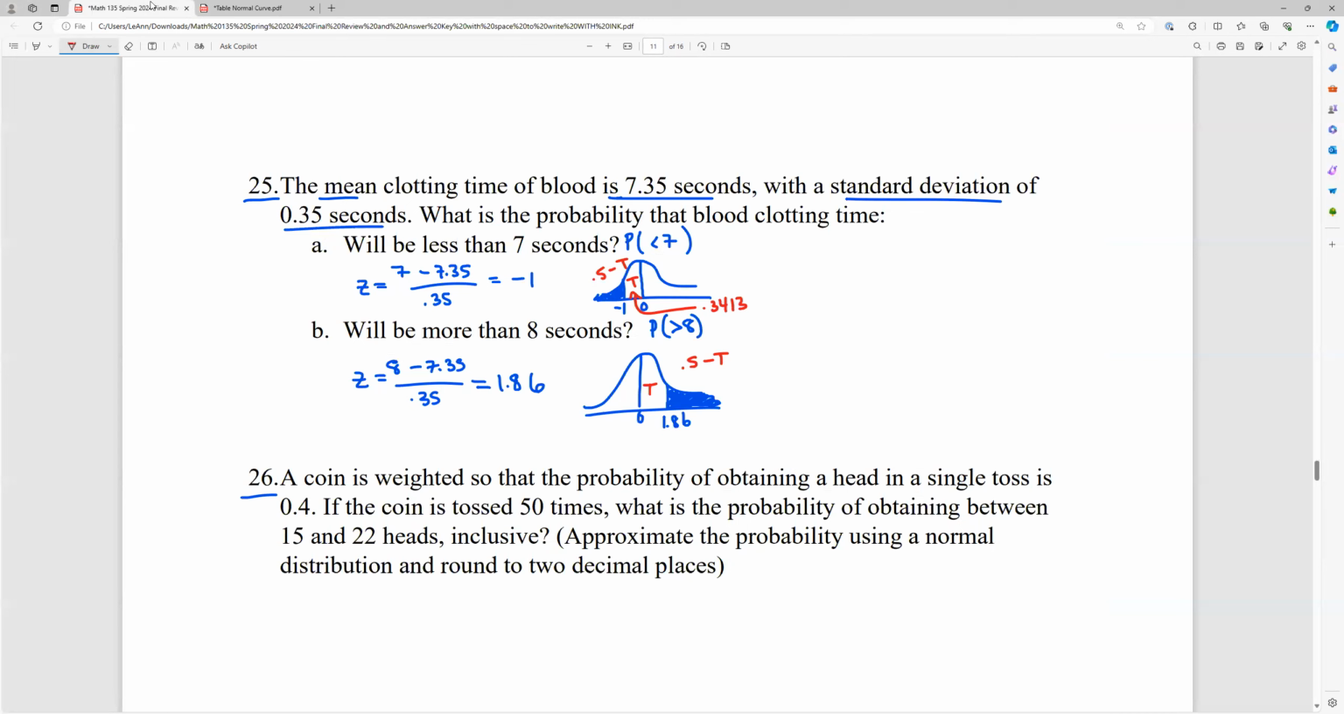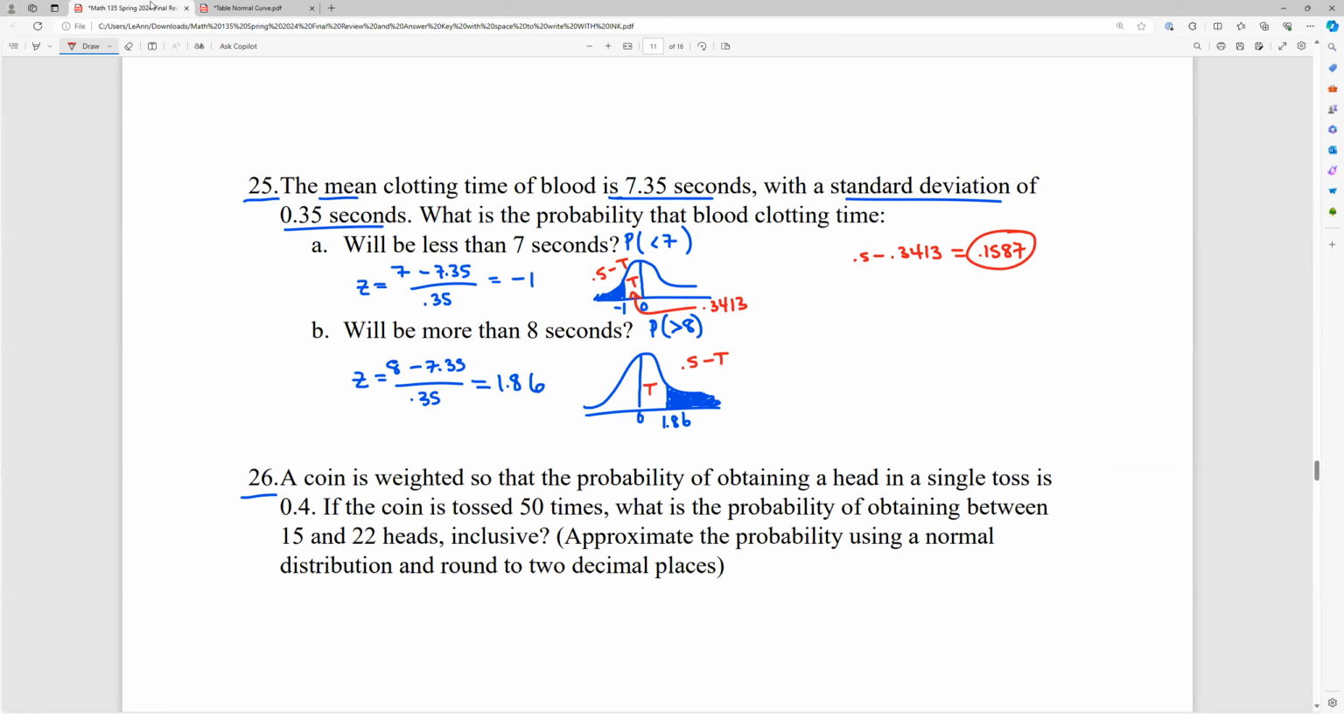We want this area. So 0.5, half of the bell curve, minus 0.3413, that's going to tell me the probability less than 7. So 0.5 minus 0.3413 is 0.1587. So there's that probability.